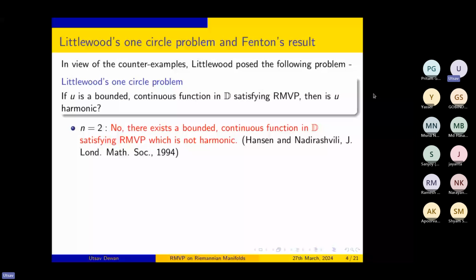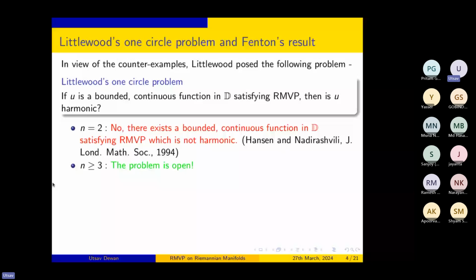For n equals 2, the answer is in the negative. There exists a bounded continuous function in the unit disk satisfying RMVP which is not harmonic. This counterexample was constructed by Hansen and Nadirashvili.